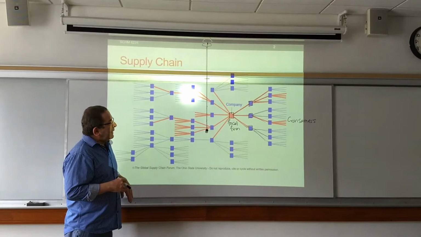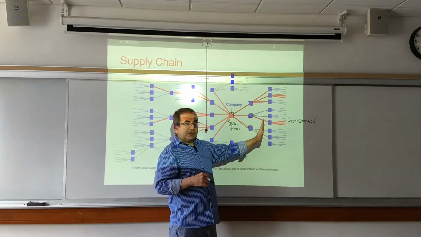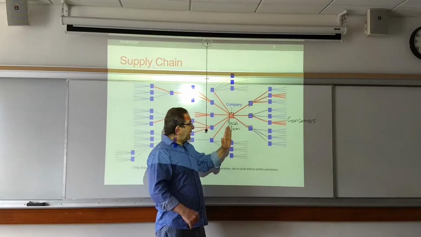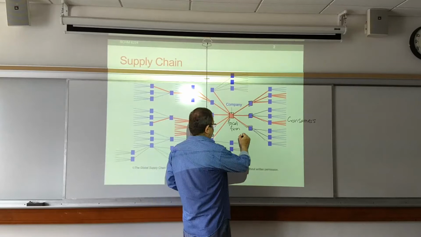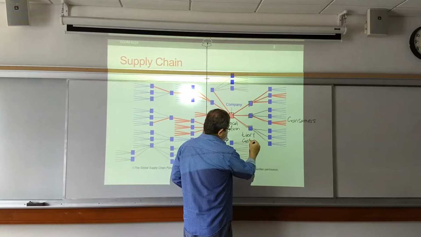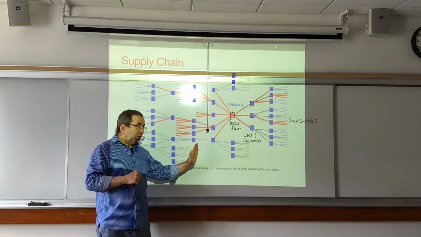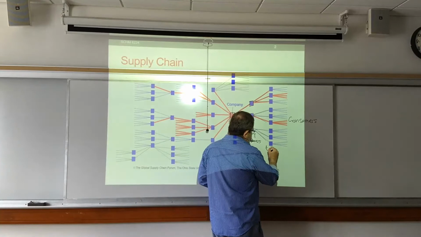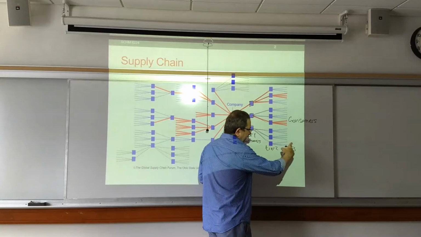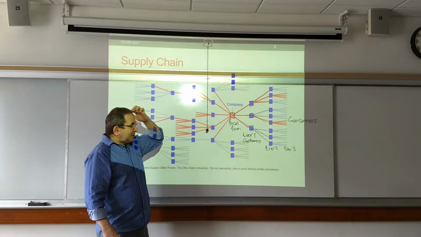Now, we've talked about direct customers, customers' customers, etc. The way we categorize them is direct customers are called tier one customers. A focal firm's customers' customers will then be tier two customers, and then you'll have tier three, etc. So this is the customer end or consumer end of the supply chain.